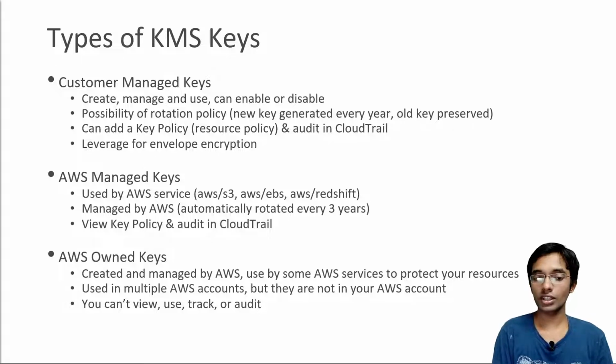But a second kind of key is the AWS managed keys. These ones are used exclusively by AWS services such as S3, EBS, and so on. This is what you see in the UI, you see the AWS managed keys all the time whenever you are encrypting an EBS volume or an S3 volume. They are managed by AWS, and they are automatically rotated every 3 years. You can view the key policy and you can audit in CloudTrail, but you cannot leverage them for your own encryption operations. And finally, you have AWS owned keys. These are created and managed by AWS, used by some services to protect your resources, and they can be used across AWS accounts, but they are not in your accounts. They are used by AWS internally, and you cannot view, use, track or audit these keys, but AWS tells you that these keys actually exist.